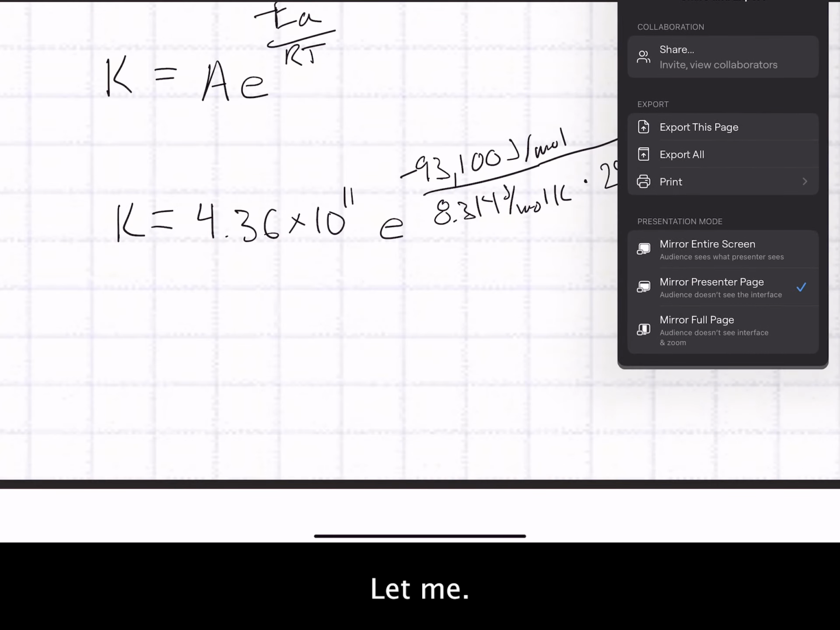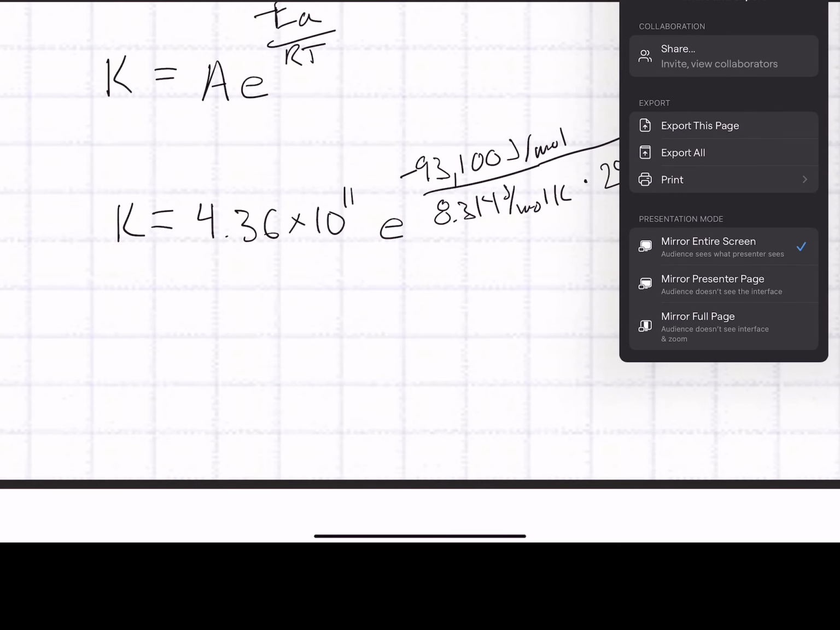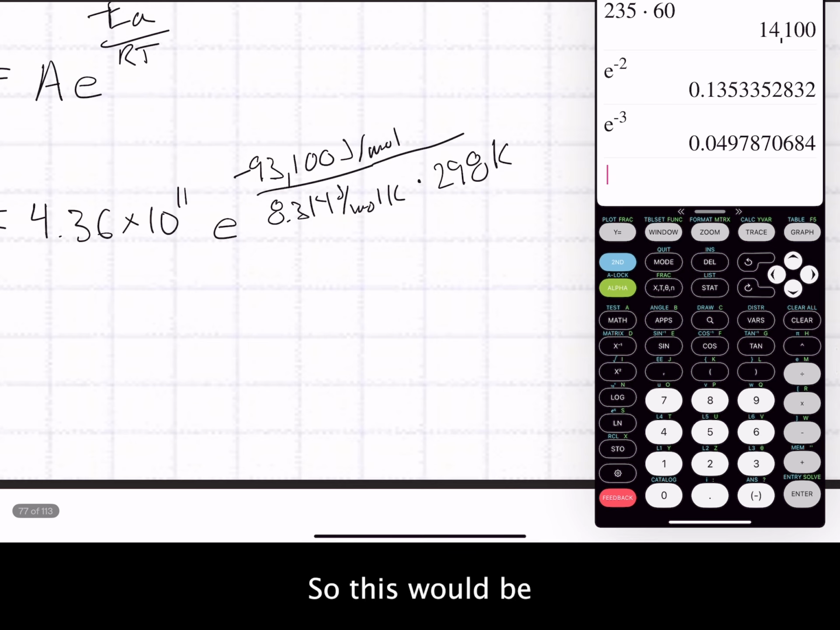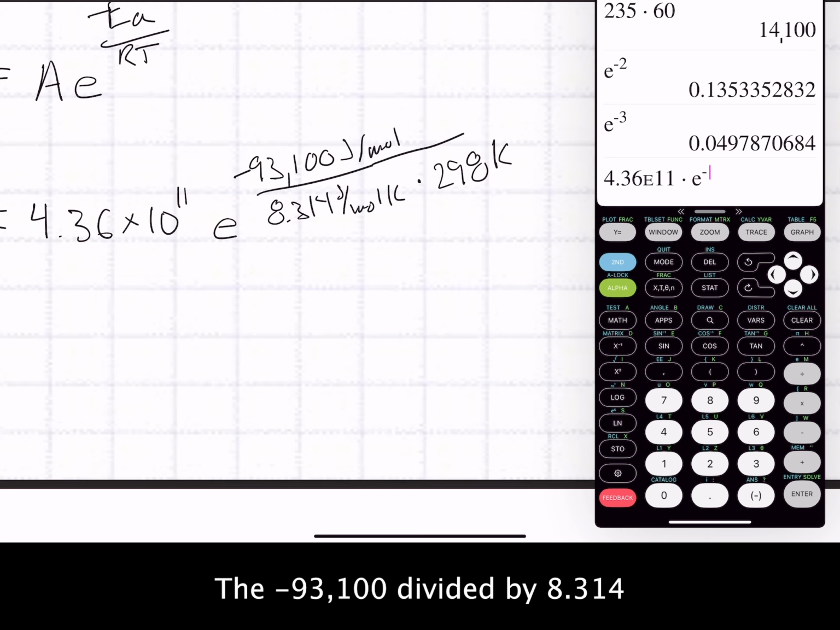So this would be 4.36 e to the 11 times natural base, the negative 93,100 divided by 8.314 divided by 298.